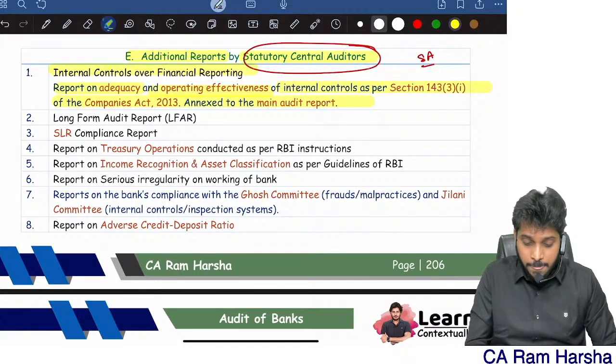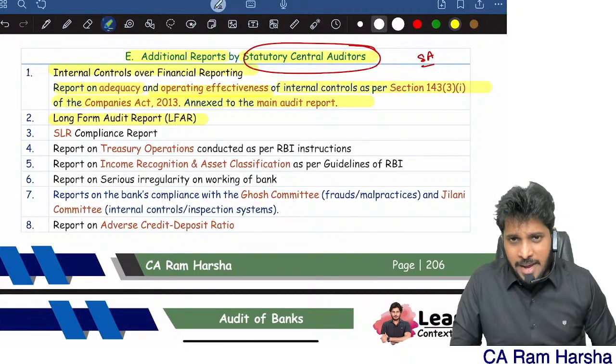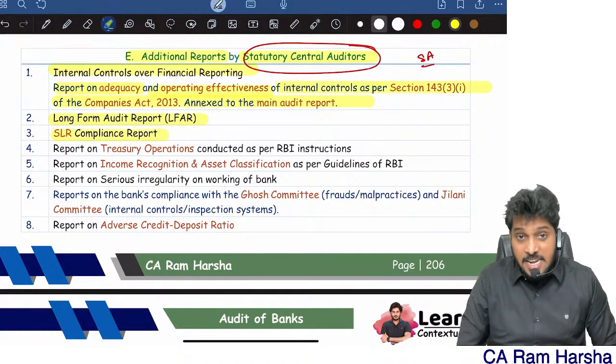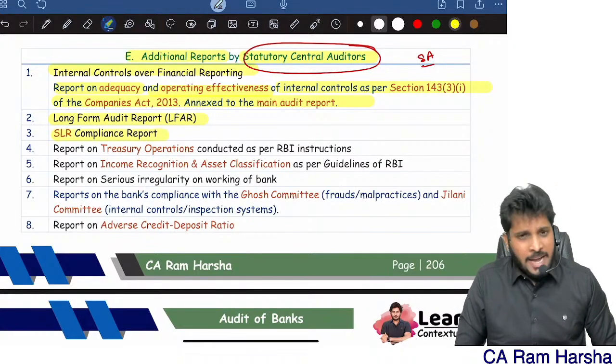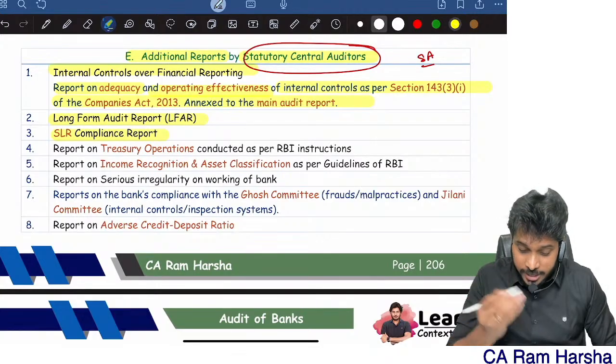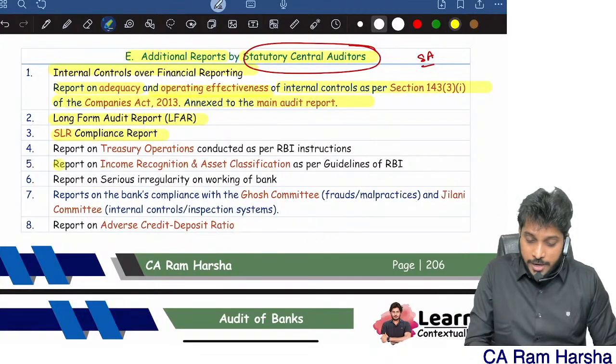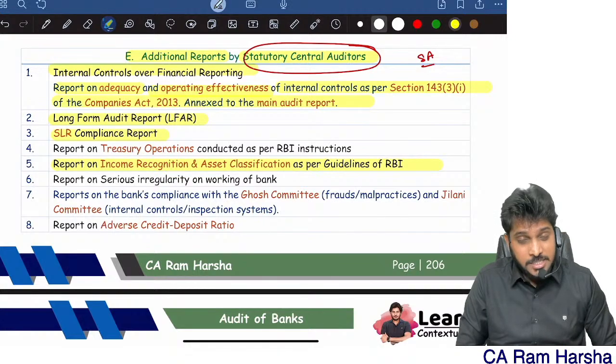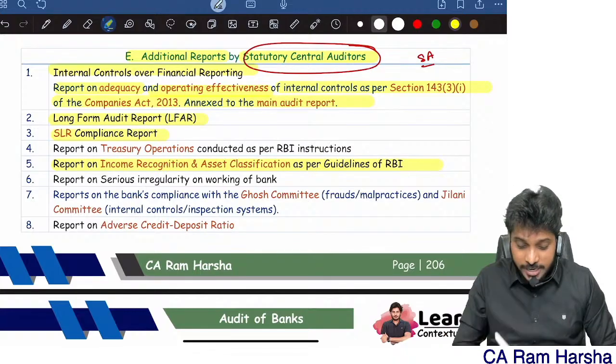That is one report. Long form audit report. Bank auditors will also give one more report called the long form audit report. SLR, statutory liquidity ratio. Banks have to maintain 2 reserve ratios, cash reserve ratio and statutory liquidity ratio. So whether they are complying with those ratios or not, the auditor has to give a report on that. The auditor has to give a report on IRAC norms, income recognition and asset classification norms. Whether the bank has complied with IRAC or not, the auditor has to give a report.